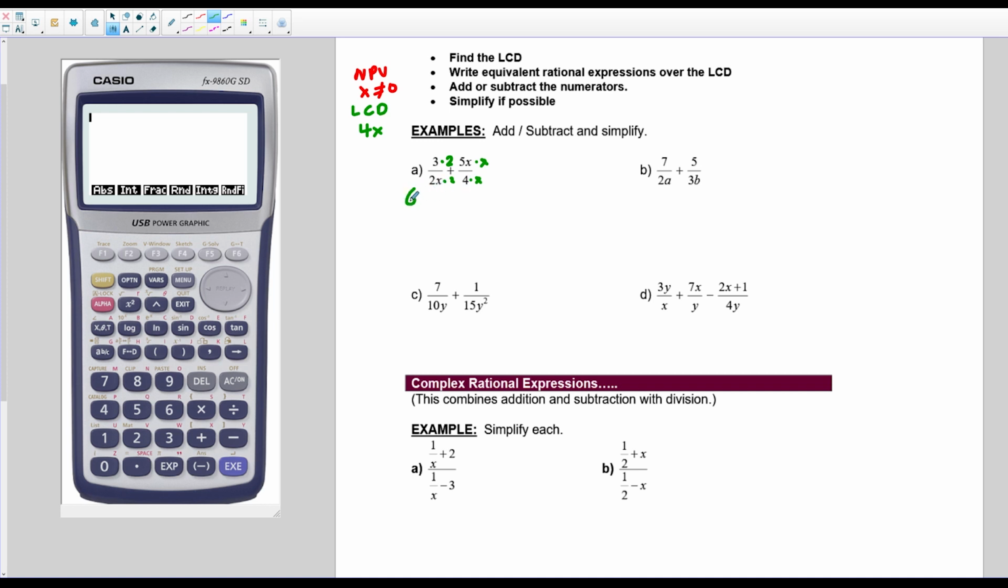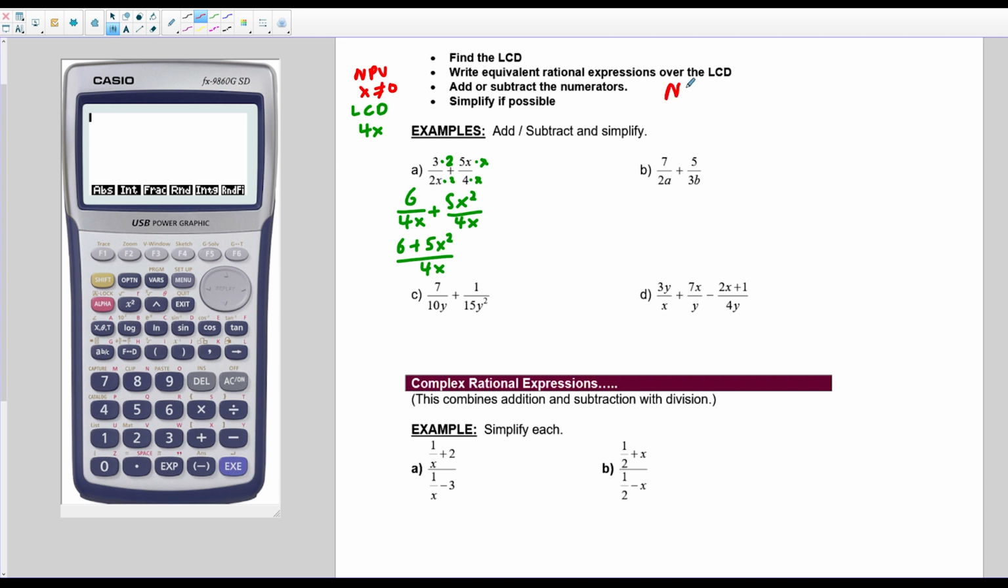So this leaves me with 6 over 4x plus 5x squared over 4x. And because I have the same denominator, I can just simply add 6 plus 5x squared. So 6 plus 5x squared over 4x. There's nothing that I can factor out from here, so I am done.